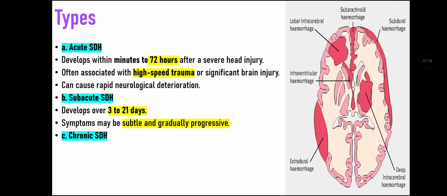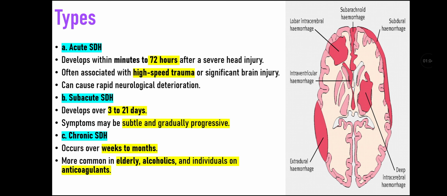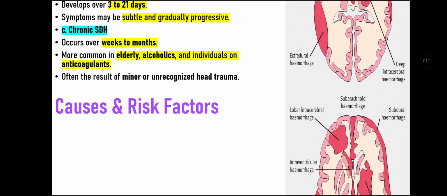Next is chronic subdural hematoma. It occurs over a week to months. It is more common in elderly, alcoholics, and individuals on anticoagulants. It often results from minor unrecognized head trauma.